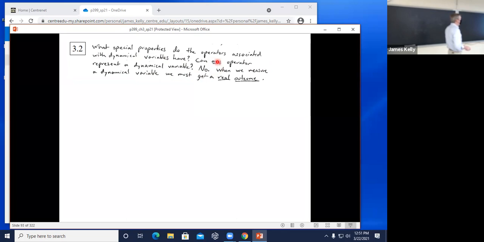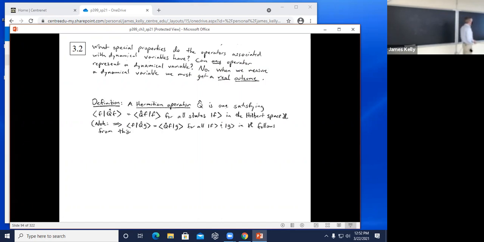In general, if you choose any old operator, you might get a complex number as corresponding to the outcome of a measurement. And we always need to get a real outcome. When we measure any property of a particle, position, momentum, total energy, and so on, we're not expecting complex numbers. It has to be inherently real. And so that motivates the following definition, which we gave at the end of last time.